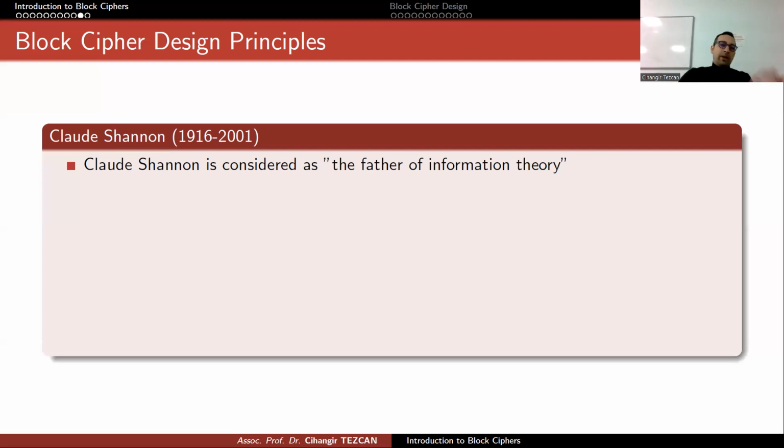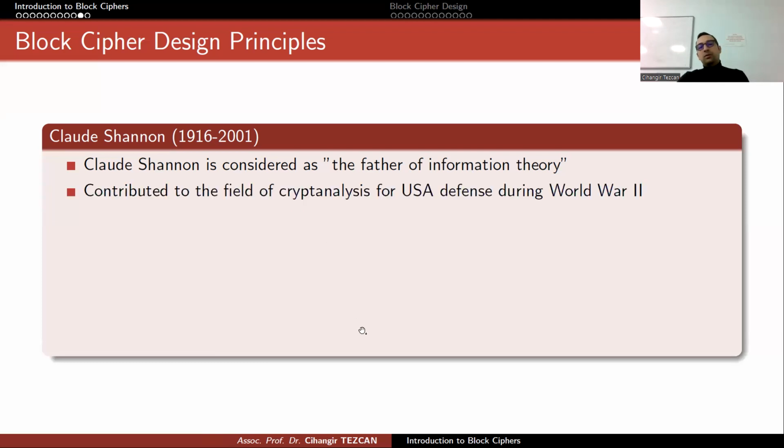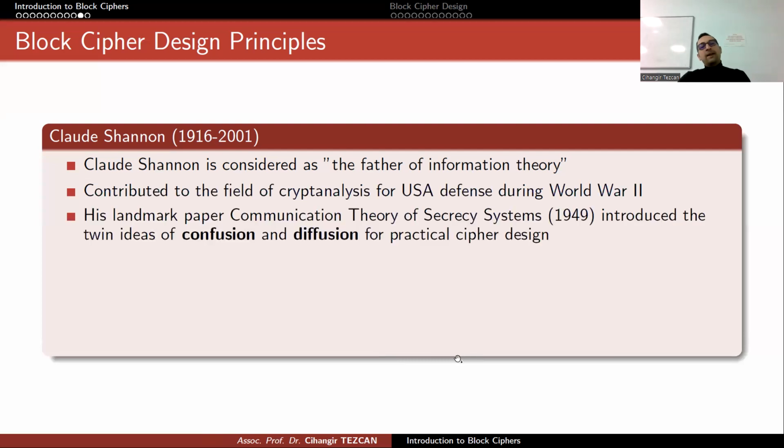Okay, so Shannon has good ideas for the design. He is considered the father of information theory, and contributed to the field of cryptanalysis for the USA defense during World War II. His landmark paper, Communication Theory of Secrecy Systems, dates back to 1949 and introduced the twin ideas of confusion and diffusion for practical cipher design. And the problem is that these are good ideas, but they are abstract ideas, okay? That is the main takeaway from here.